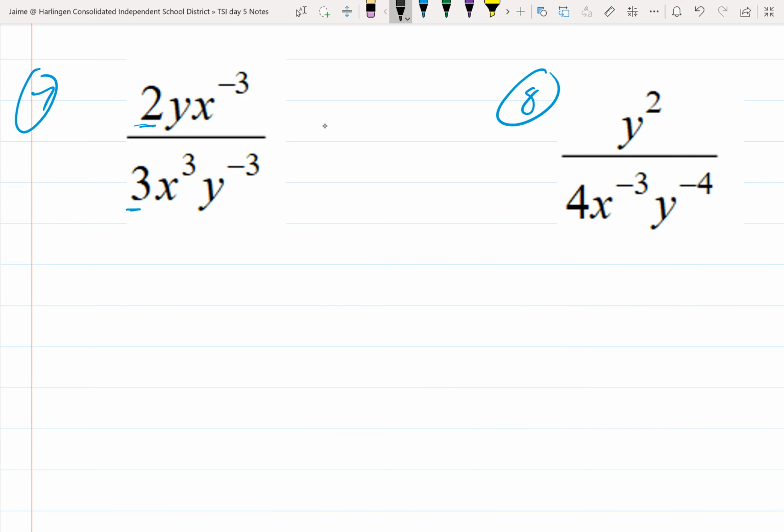So 2 divided by 3, that's still going to be 2 divided by 3. You can't do anything, leave them alone. Now we get to the letters. Now we have y x and x y.